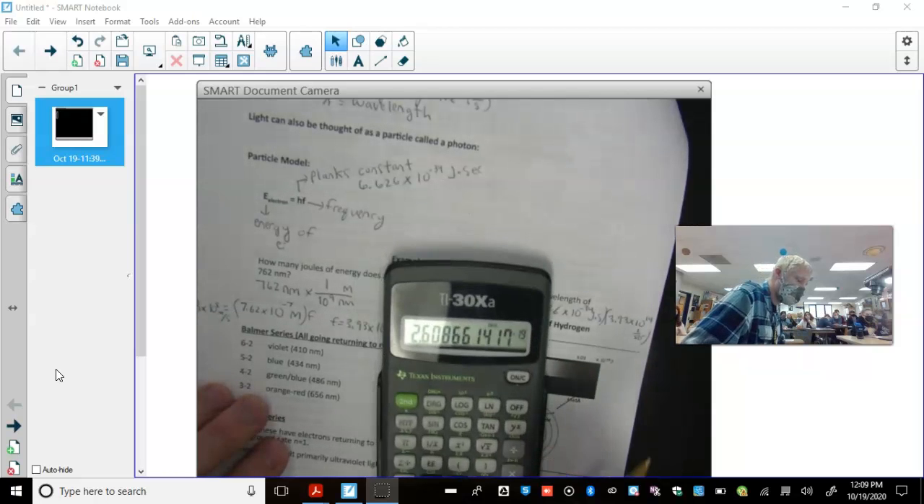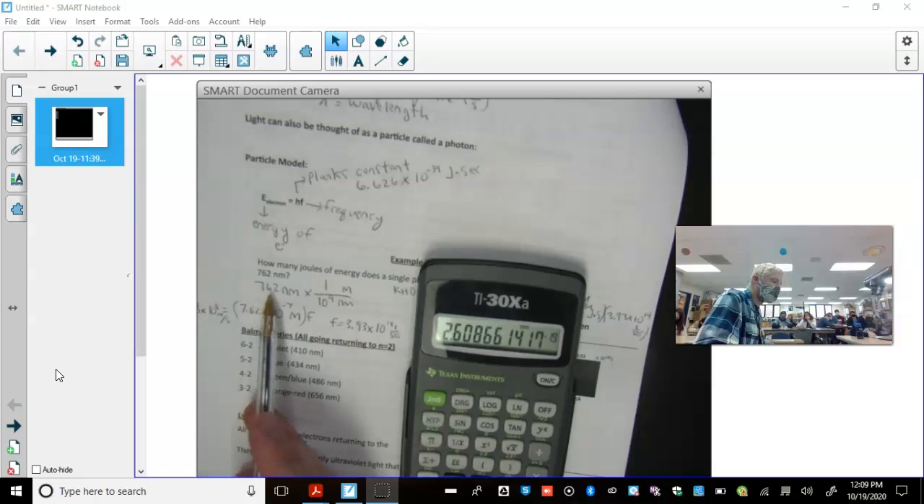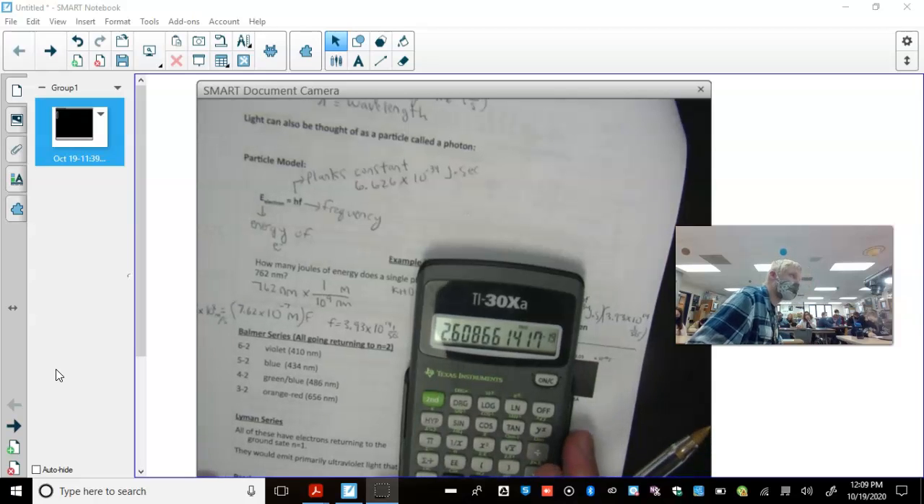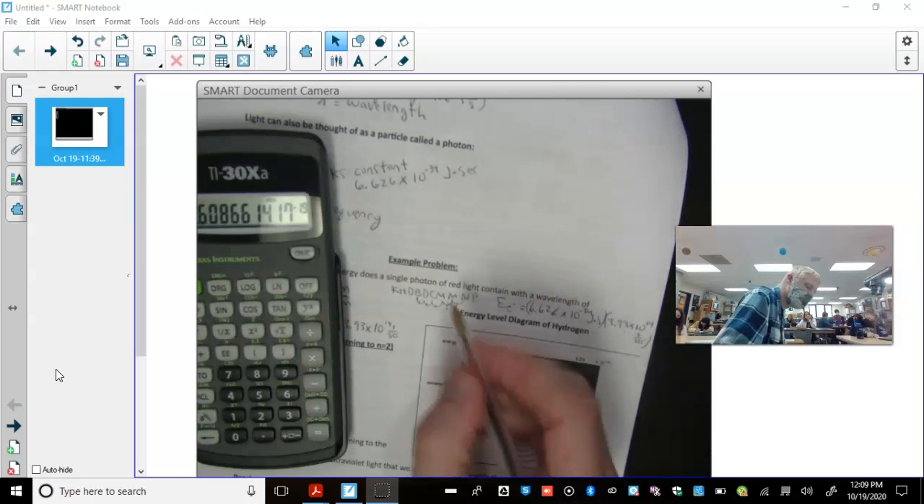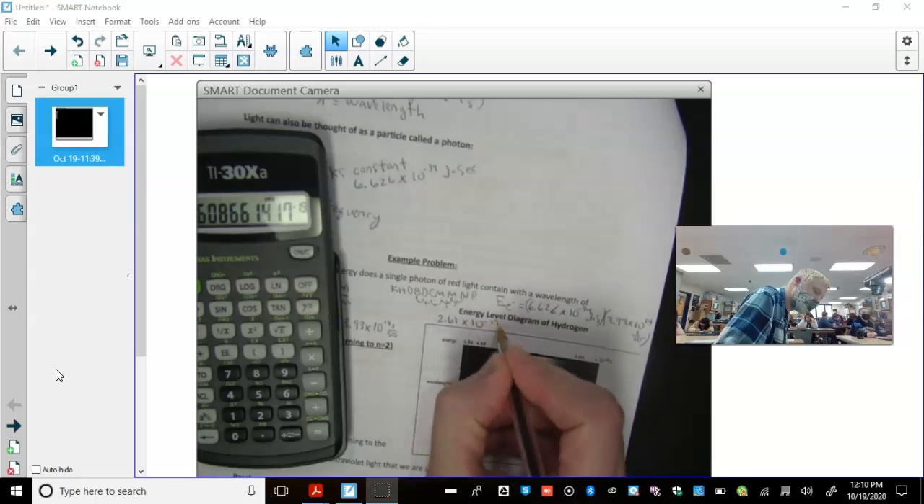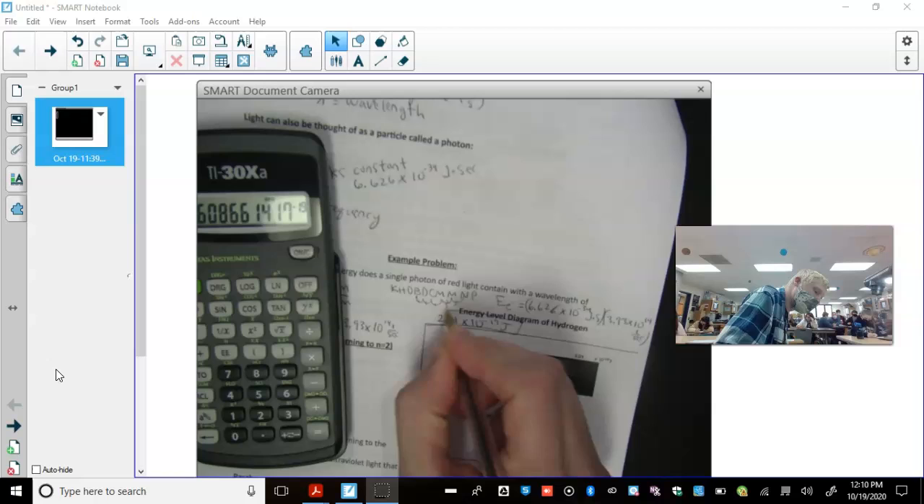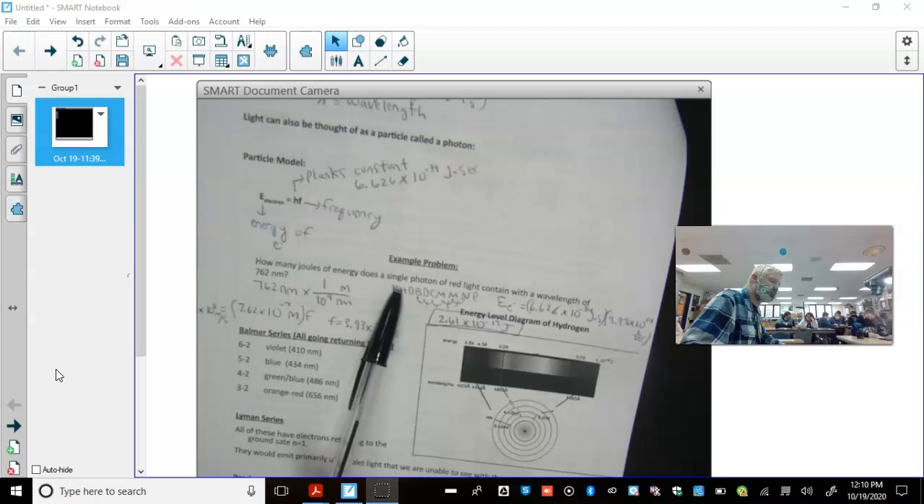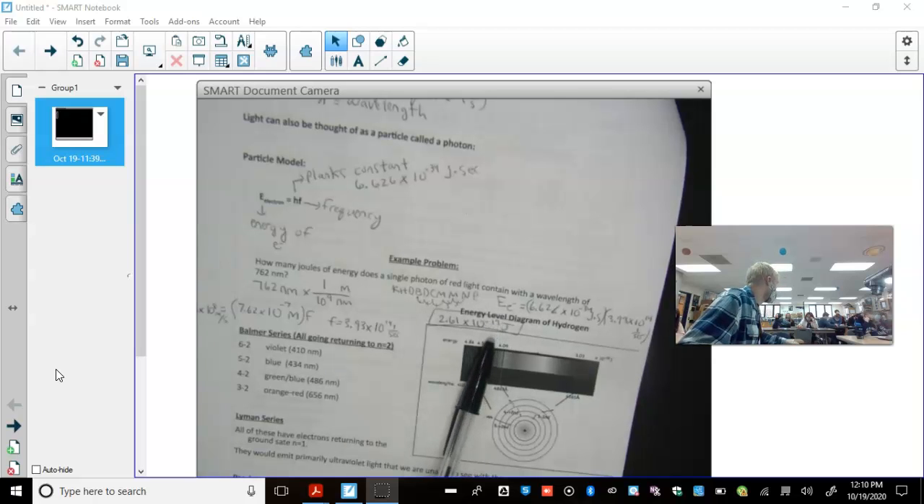So we're going to go with sig fig rounding. There's 1, 2, 3 in our original number, 762. So we're going to go with 3 sig figs, which is 2.61 times 10 to the negative 19 joules. That would be the amount of energy within 1 photon of red light. So not much energy at all, because it's super, super small.